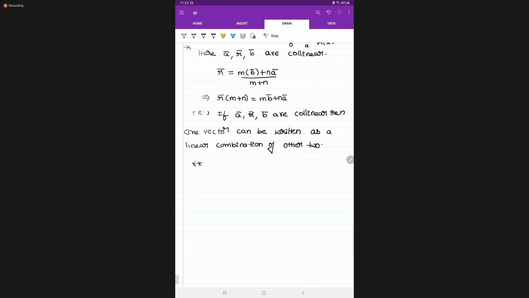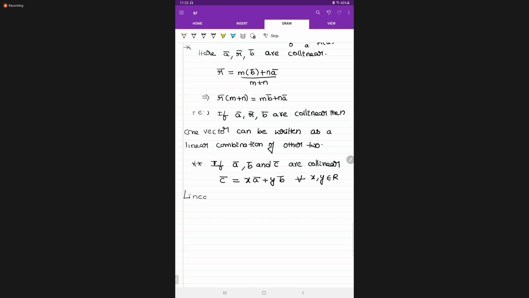How can you write that linear combination? We'll see that now. If A bar, B bar and C bar are collinear, we can write C bar is equal to X A bar plus Y B bar, for all X, Y belonging to R. Next.